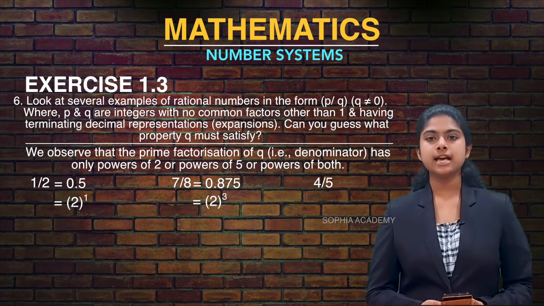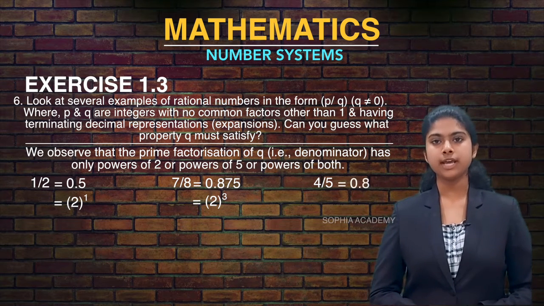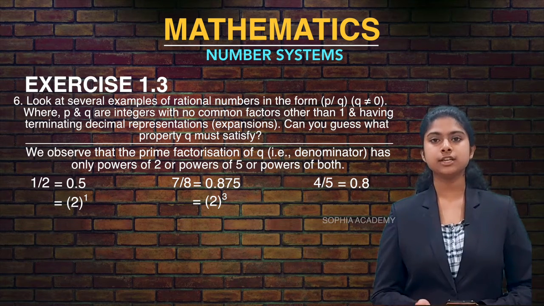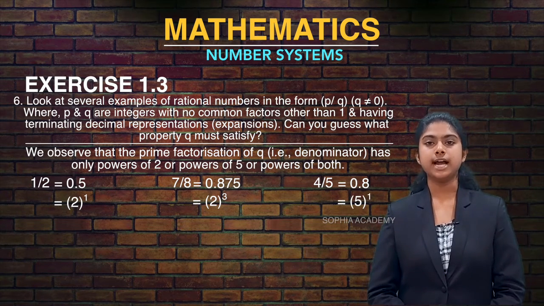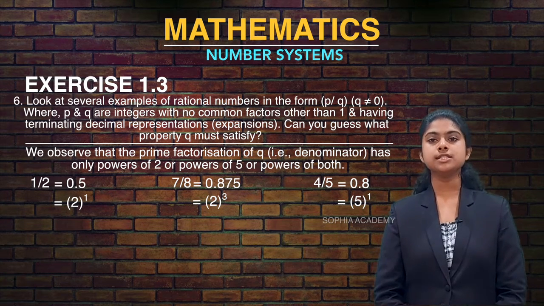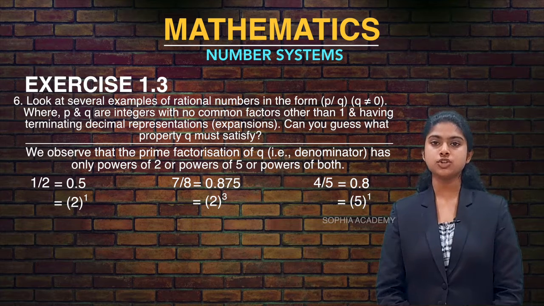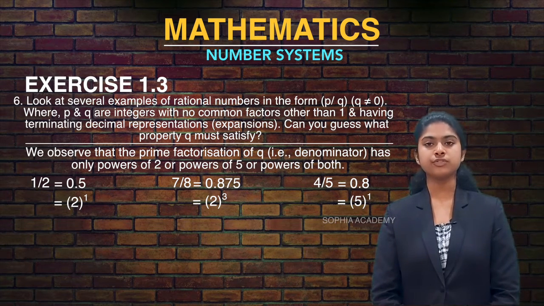And for the next example, 4 by 5, the decimal expansion is 0.8, and the denominator q can be written in the form of 5 to the power 1. We can observe that terminating decimals occur when the prime factorization of the denominator is either of 2, or of 5, or of both.